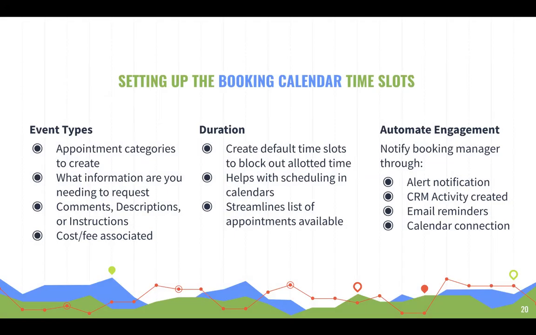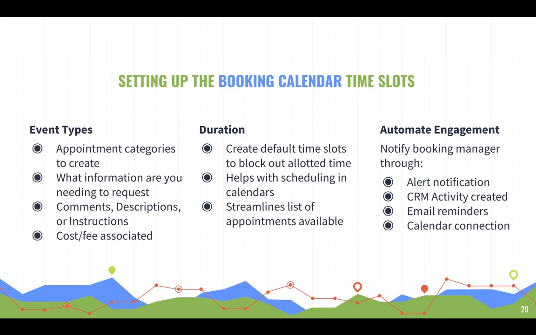And then thirdly, once they have scheduled a time that they want to meet with you, you need to notify someone on your team, which is generally called the booking manager, how we refer to them. This is through sending them an alert as soon as somebody books. You can create a CRM activity for them to follow up with the client to continue that engagement. There are also email reminders you can set up right through the booking calendar settings. A pretty common one would be 24 hours before the appointment, and then another email reminder an hour before the appointment.